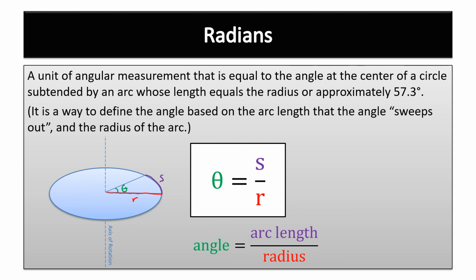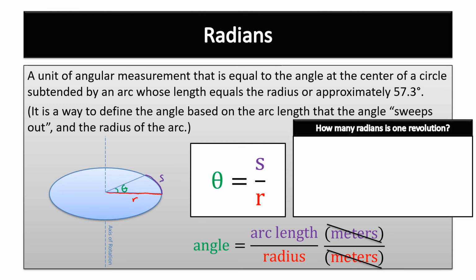So here we go. What happens? We said that the arc length is measured in meters and the radius is measured in meters. So those units cancel out, which is how the radian is defined. We're just using the geometry of the circle, the radius and the arc length, to define how much of a rotation you did.